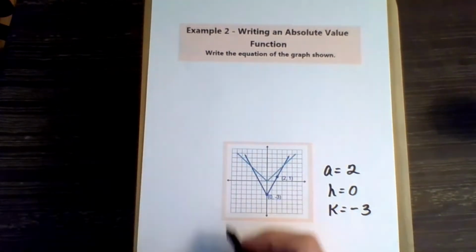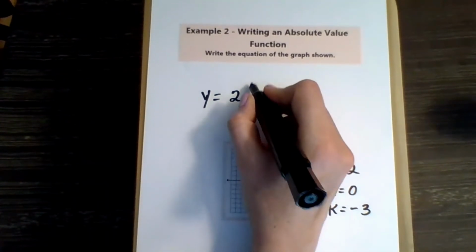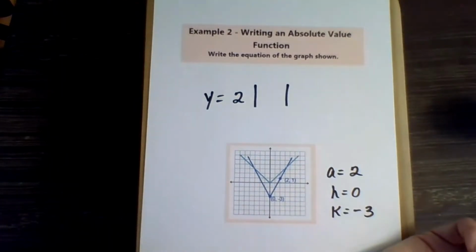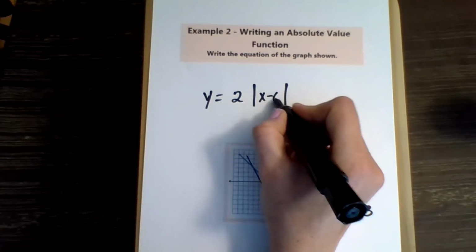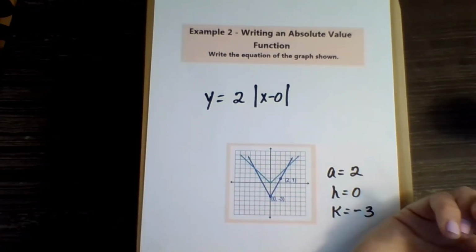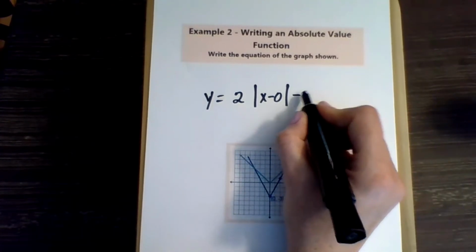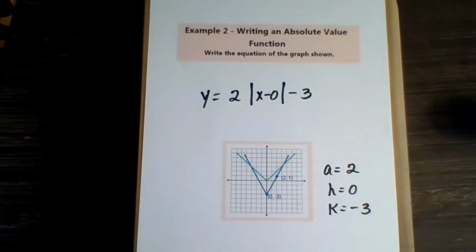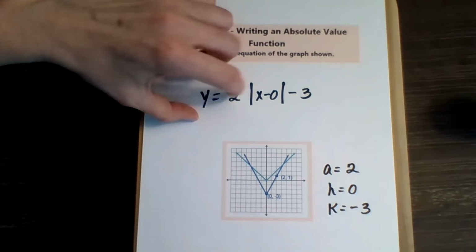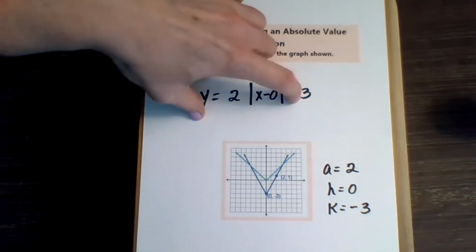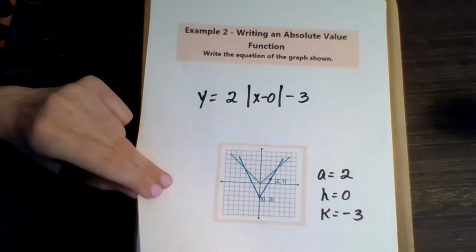So when we write this equation, it's going to be y equals 2, and then the absolute value symbols. You can write x minus 0, or you can write x plus 0, or you can just write x, and then it's minus 3. So it's saying we made it narrower, we made its slope a 2, we didn't move left or right, and we moved down 3. Okay, moving on.